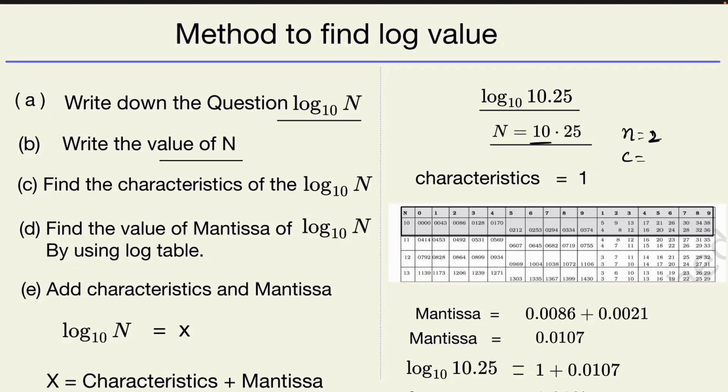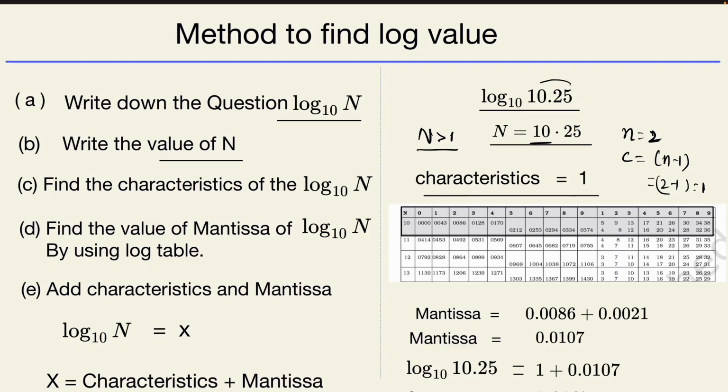So the characteristic formula is, if n is greater than 1, we use n minus 1. So 2 minus 1 is 1. So that's what here the characteristic is written as 1. Now after writing the characteristic, we need to find the Mantissa. So for that we need to follow the log table.